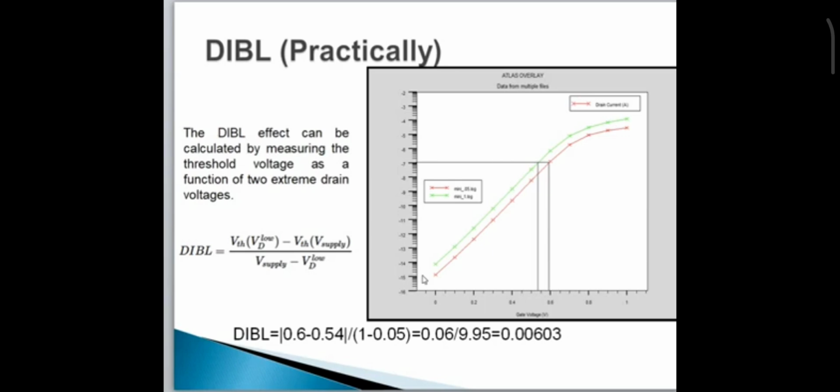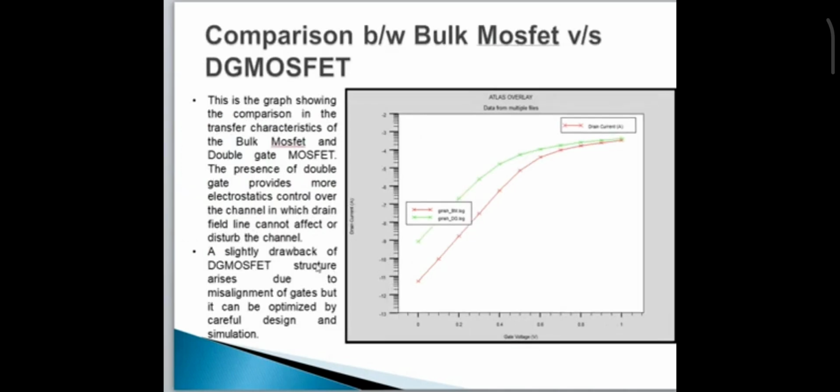This is the graph for a different example. This is the output for the different code. In this example, you are getting DIBL of approximately 60 mV per decade. In the code I discussed earlier, we got DIBL of approximately 110 mV. One thing I forgot to discuss is a slight drawback of the double gate MOSFET structure, which arises due to the misalignment of gates, but it can be optimized by careful design and simulation.